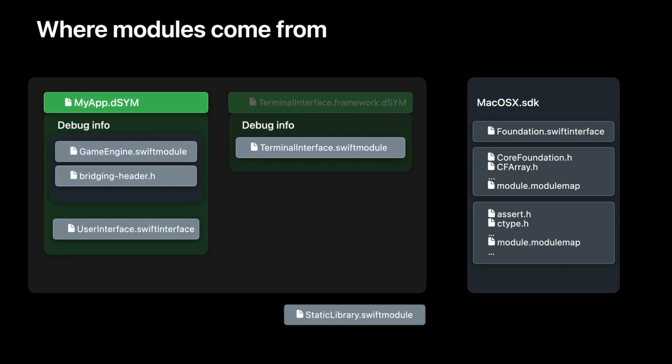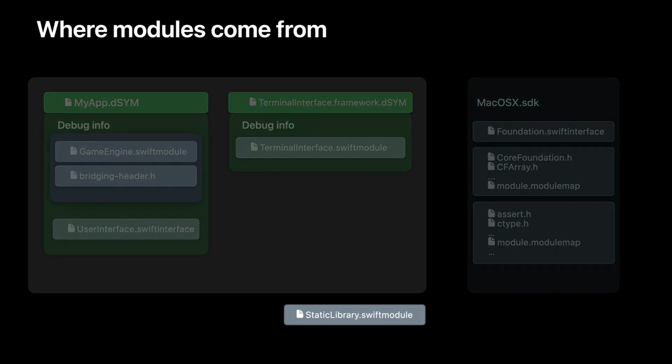Each dSYM bundle can contain binary Swift modules, which may contain bridging headers, textual Swift interface files, and most importantly, debug info. That covers everything. Everything? Everything except Swift modules that belong to static archives.